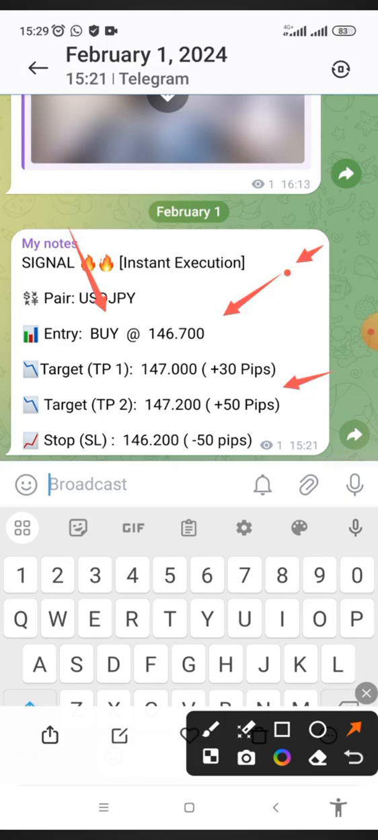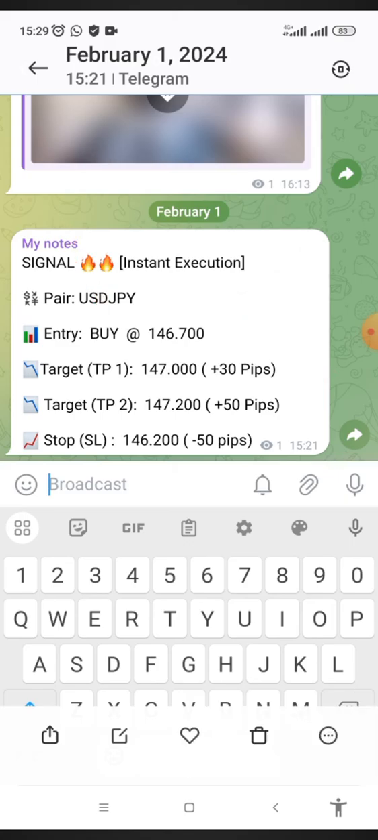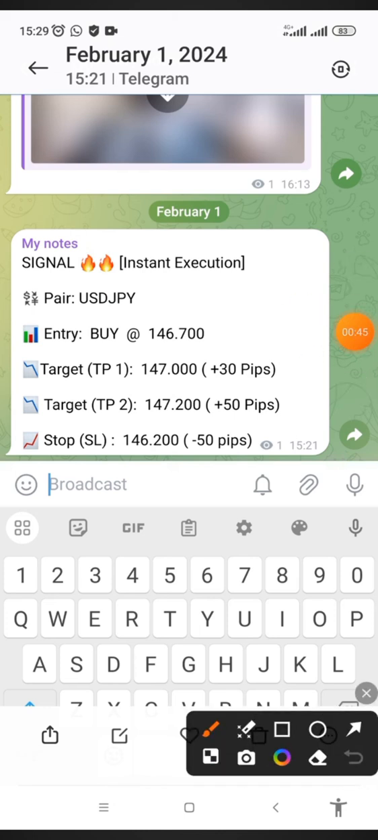Okay, you saw the signal. So what will you do, or how will you approach it? The first thing you should think of is the top of the signal. What is on top of it? Instant execution. Instant execution means you should enter into the market immediately. That is what it means.